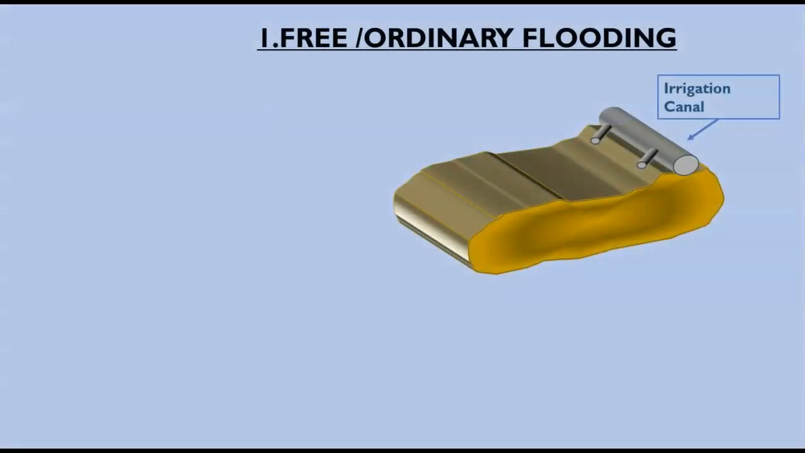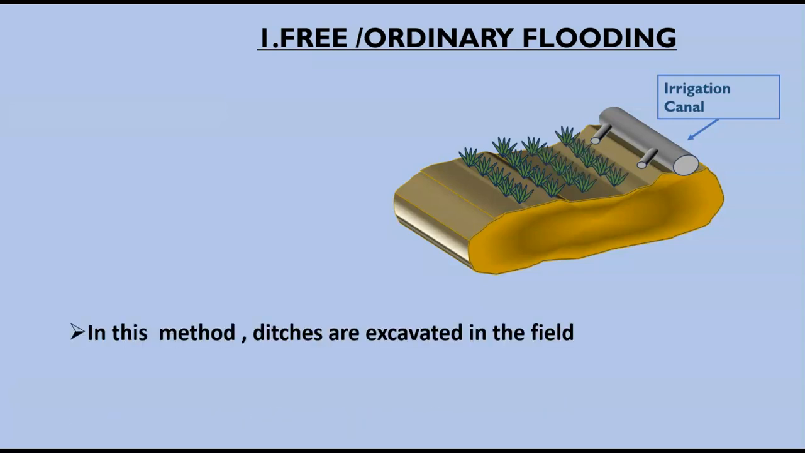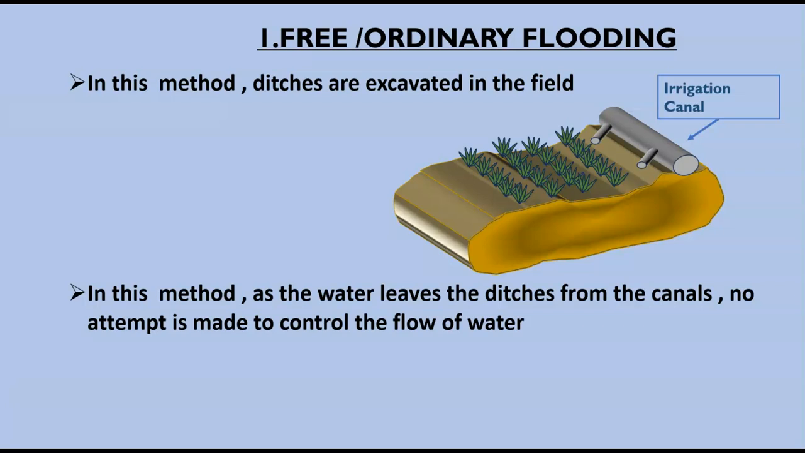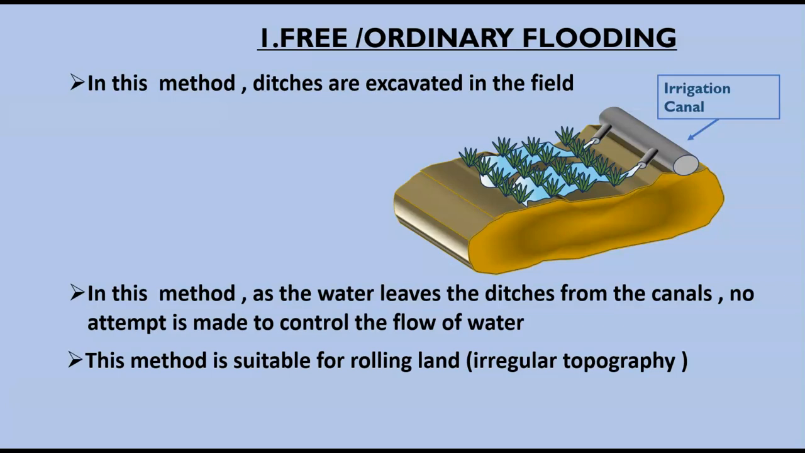Number 1, free or ordinary flooding. In this method, ditches are excavated in the field, and as the water leaves the ditches from the canals, no attempt is made to control the flow of water. You can see from the figure the water is flowing without any control. This method is suitable for rolling land, that is irregular topography.